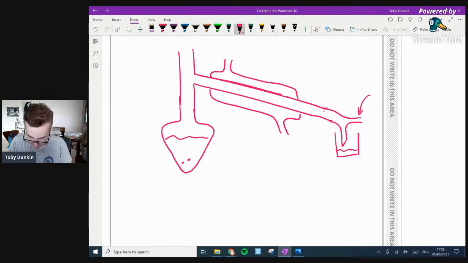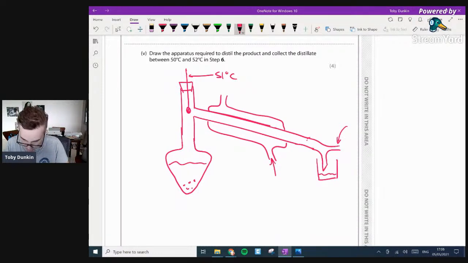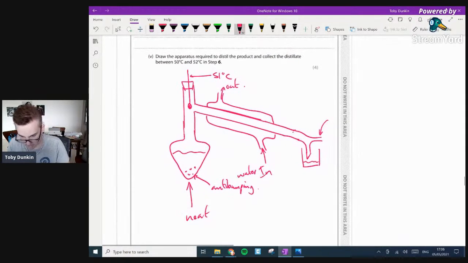With the anti-bumping granules. And then I need to do the cork with the thermometer being at that change. And then we're gonna have to label it as 51 degrees Celsius. There we go. And then this needs to be water in, water, I'll actually add in water as well. Water in, water out, and then heat, and then label the anti-bumping granules. Anti-bumping, and we're done. Cool.